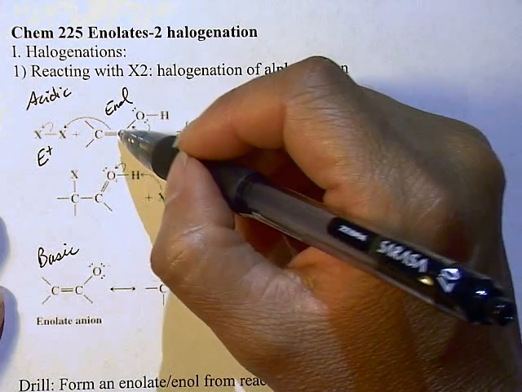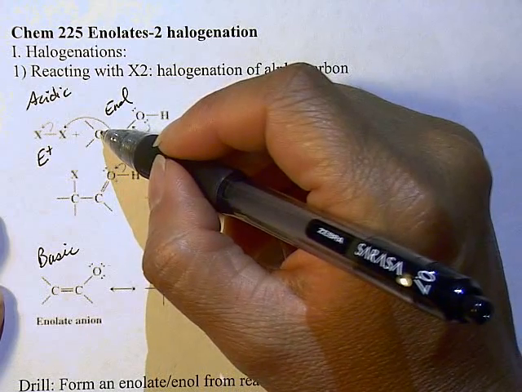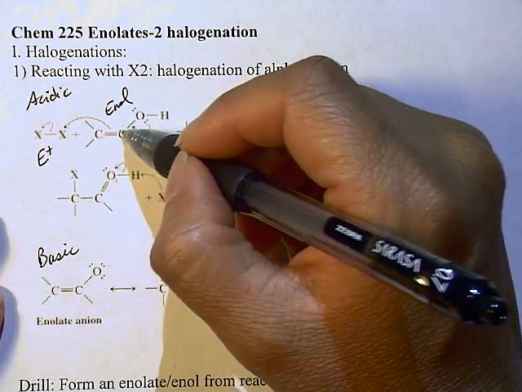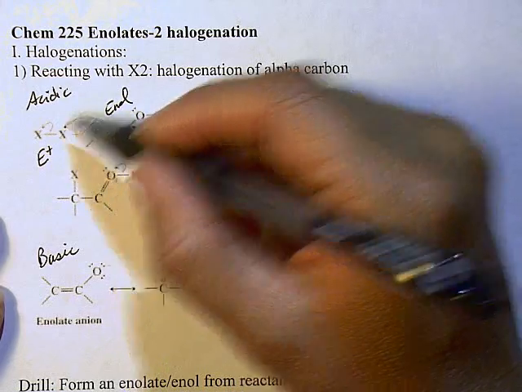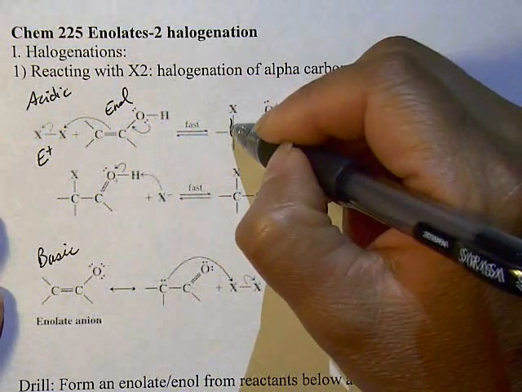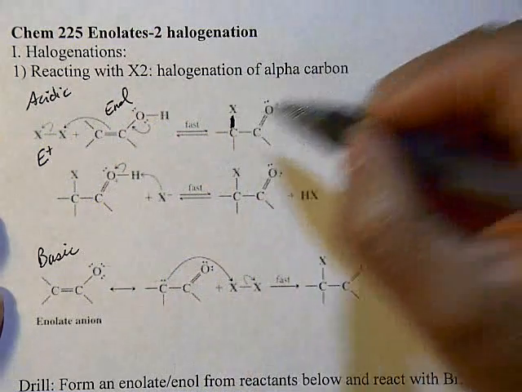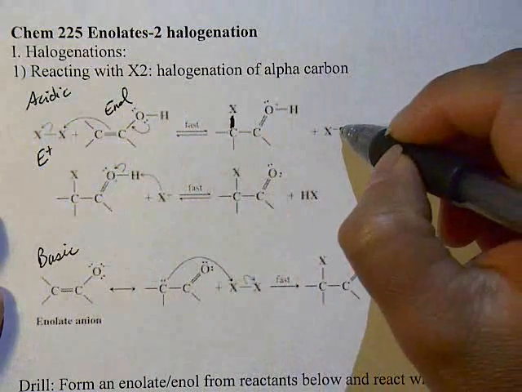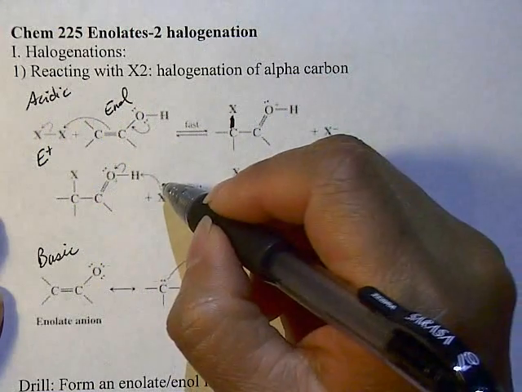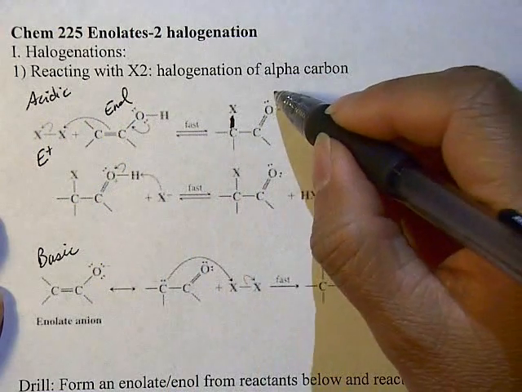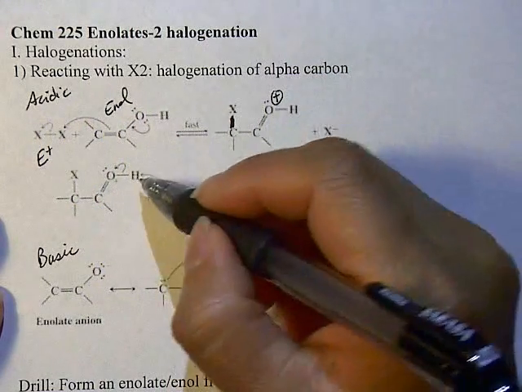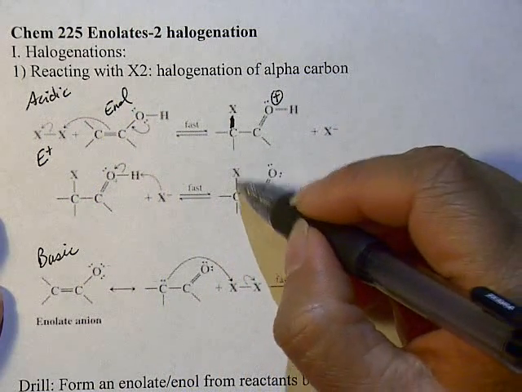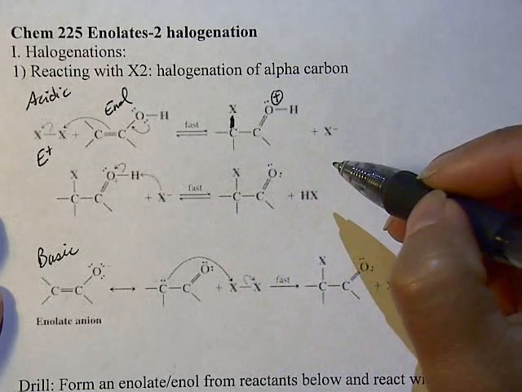But in this case, you're only going to react at the nucleophilic carbon atom. So then this grabs an X to form this bond here. That's the new bond that you form on the alpha carbon. It releases X minus, which then grabs the extra proton because this is plus charged. And then the final product is an alpha halogenated carbonyl compound.